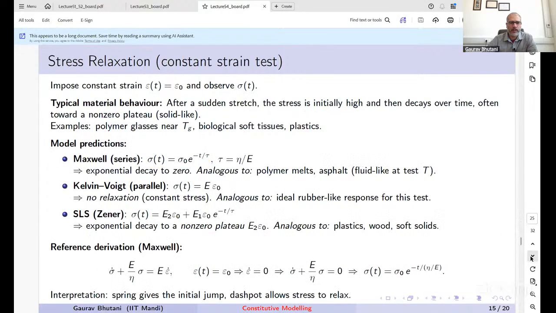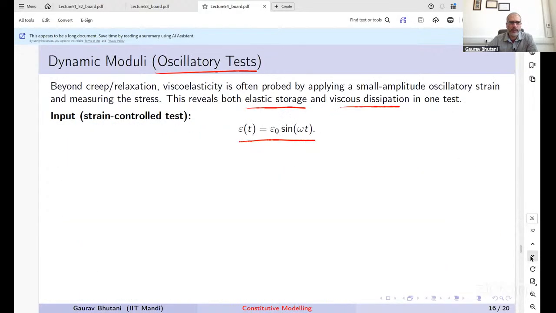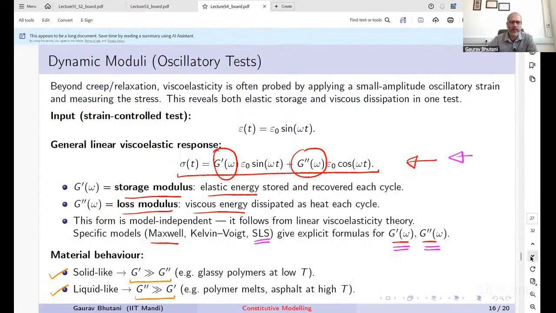And we also had a problem in the tutorial on that. And then we briefly talked about the fact that we don't do these two tests separately. We do an oscillatory test where the strain varies using a sinusoidal function. And then from that, you can get the nature of the behavior through these moduli, G prime and G double prime. You get the idea about the elastic and the viscous nature of the fluid in viscoelastic fluids.